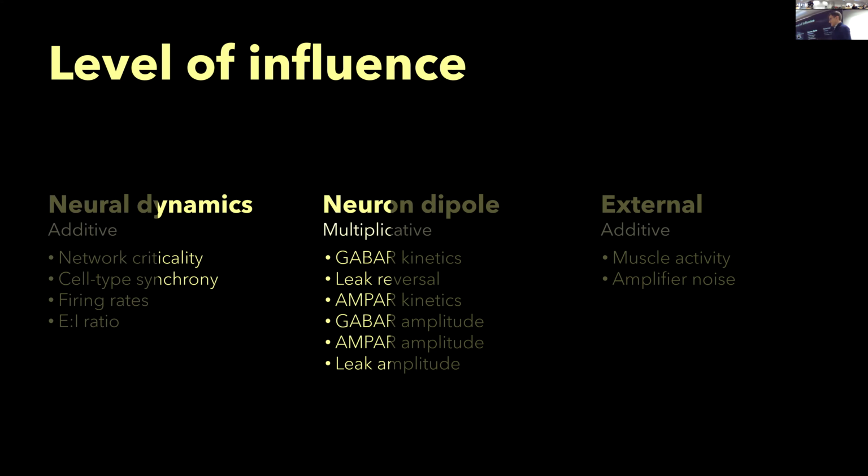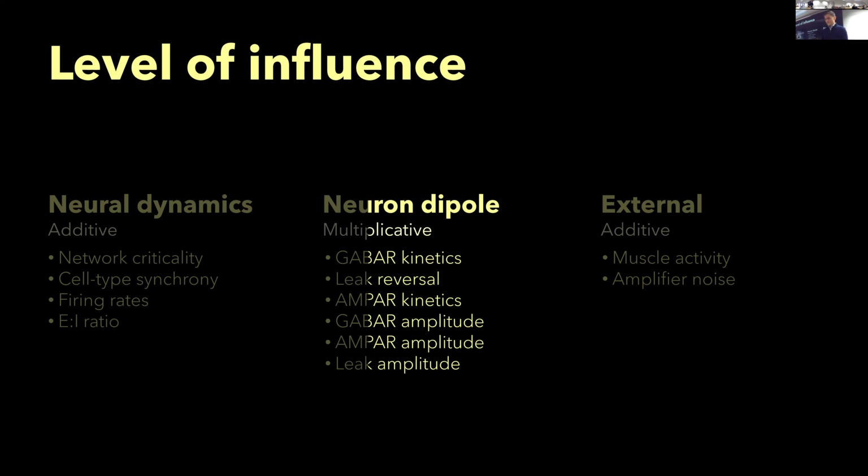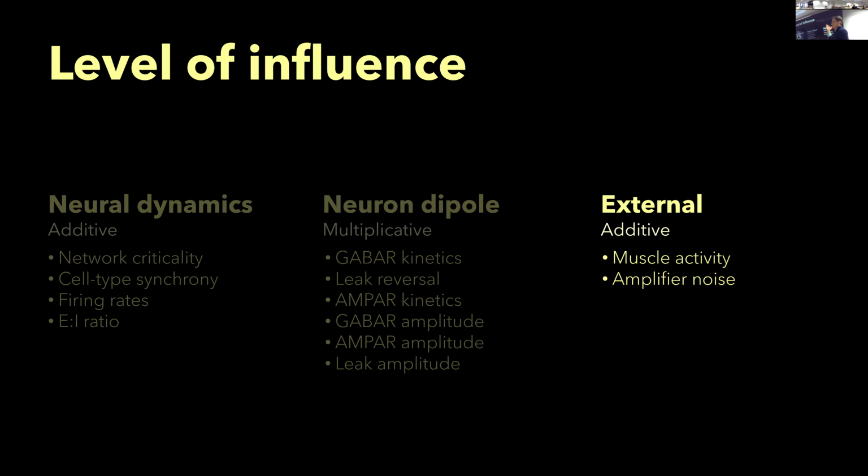Then there are the parameters that affect the core biophysics of EEG generation. These are the GABA receptor kinetics, the other things I haven't talked about, like the leak potential. And this will basically multiply all the power generated at a certain frequency. Changes in this need to be detrended because they're going to otherwise corrupt your EEG oscillation estimates. And then finally, there's all this external additive noise that's going to be true in any signal, such as the amplifier noise and muscle activity.